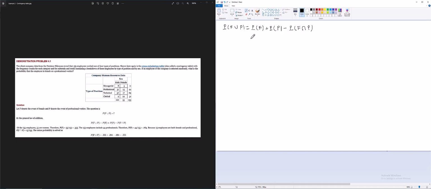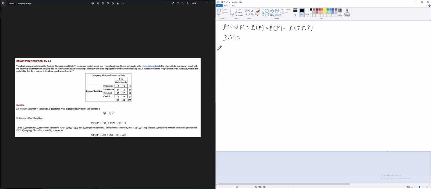First, look at the probability of an employee being female. So that's P of F, and using this method to compute the probability, you will need to find how many employees are female, and take that divided by the total number of employees, right?